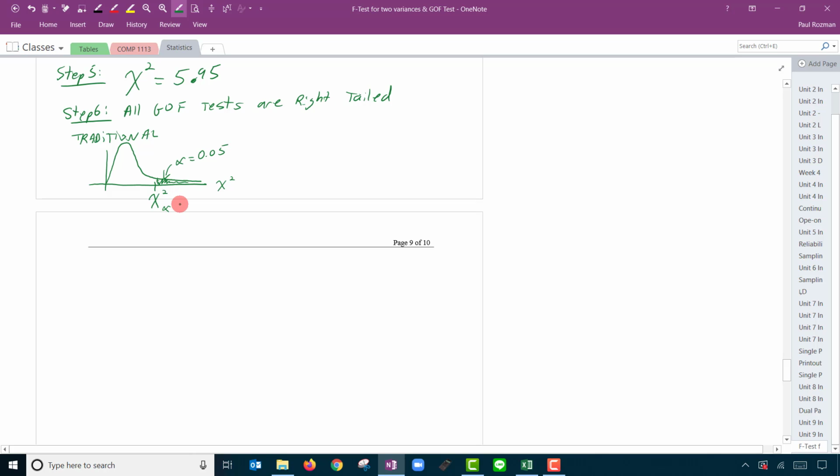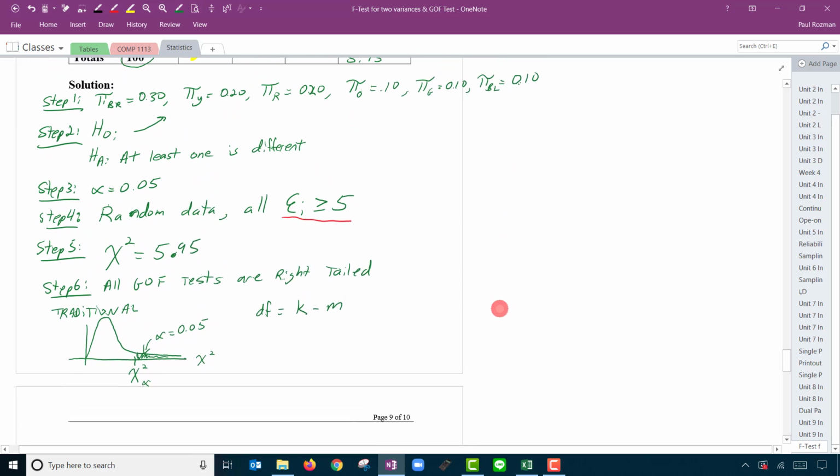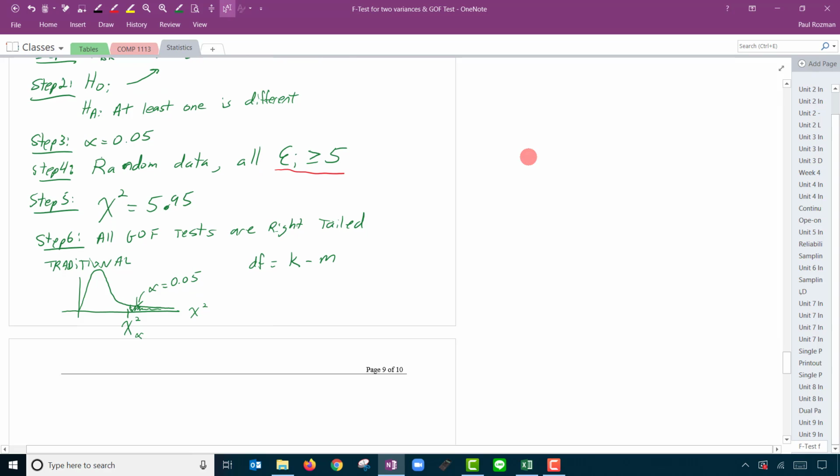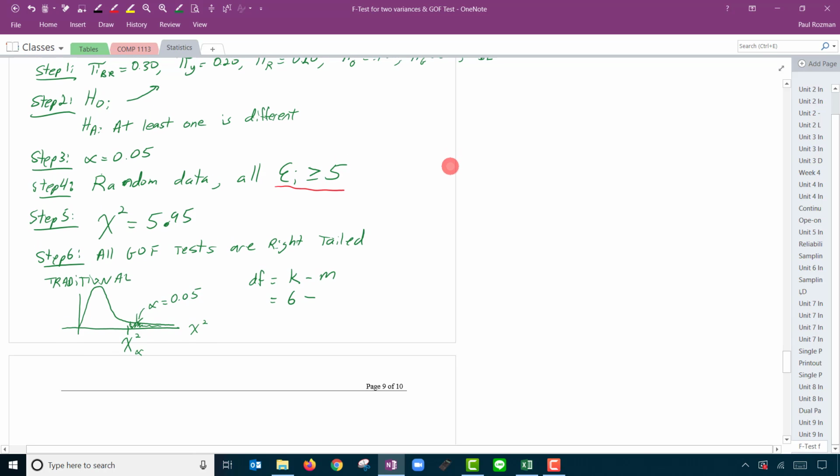In order to get that, though, we need to know the degrees of freedom. Your degrees of freedom were k minus m, which is kind of confusing, I guess. The k isn't bad. It's k for category. So how many categories did we have? We had brown, yellow, red, orange, green, and blue. So there were 6 different categories. That's k. The m is often just 1. We're used to n minus 1 as our degrees of freedom. And in this case, it will be 1.